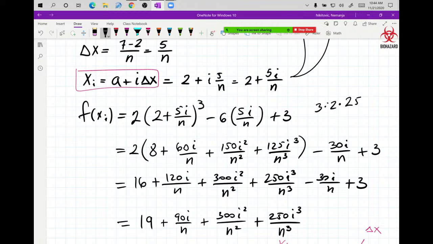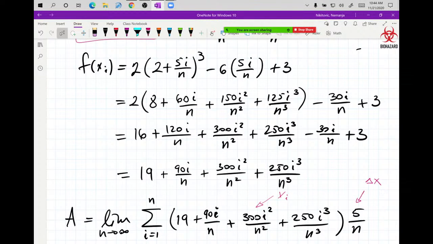So that's 75 times 2 is 150. That's good. And 5 cubed is 125. That's good. When I FOIL that, that's good. And then times 2, 16, 120, 300, 250. And then I have times negative 30 is there, and then plus 3.